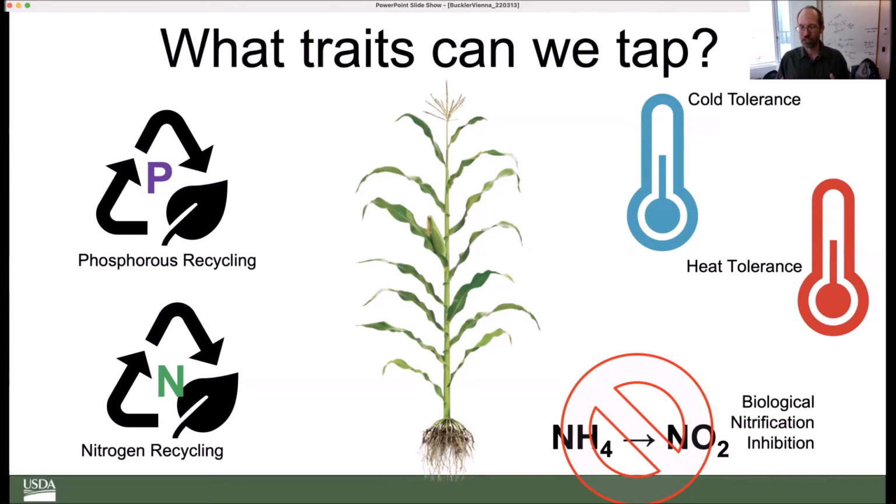The traits that we want to go after in maize are essentially, we want to be able to get it so that it has cold tolerance. It can essentially overwinter. It has the tools for biological nitrification inhibition. It's able to deal with extreme heat. It's able to recycle its phosphorus. It's able to recycle its nitrogen. So we think we're moving into an environment where we don't need the nitrogen and phosphorus in the grain anymore. And instead that can stay on the field just as a perennial would and recycle those.